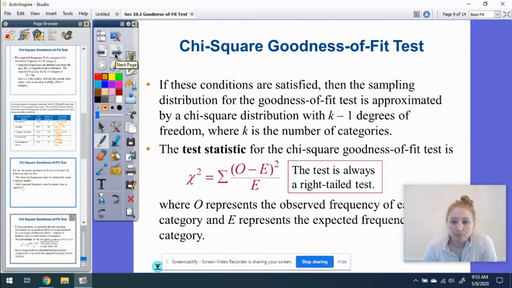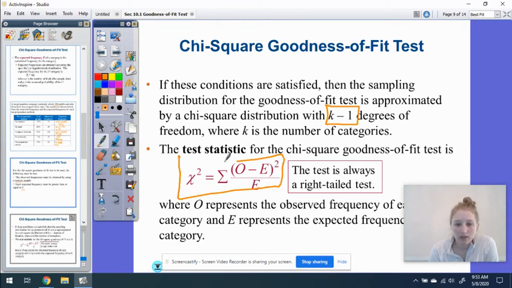The first thing that I want you to notice is we have k minus 1, k standing for our categories, for our degrees of freedom. And here is our formula for our test statistic. Essentially, we are going to subtract our observed minus our expected value, square that, divide it by the expected value, and then add all of those pieces together from each of the different categories. The other thing to keep in mind is that this is always going to be a right-tailed test.